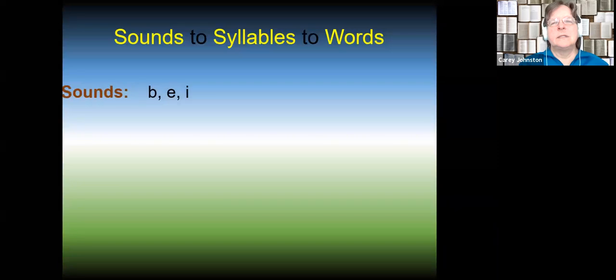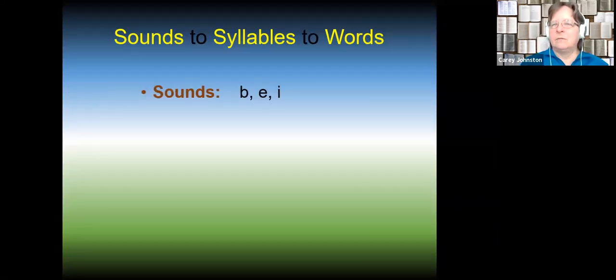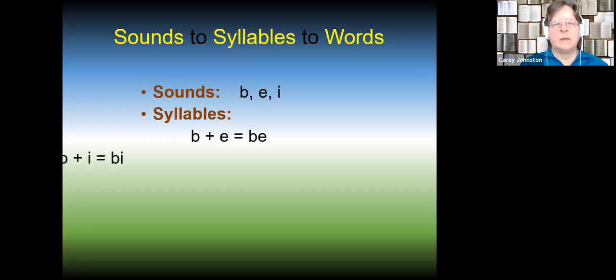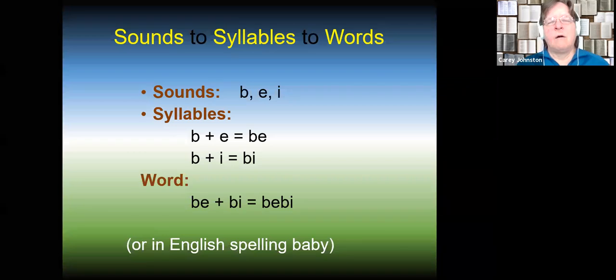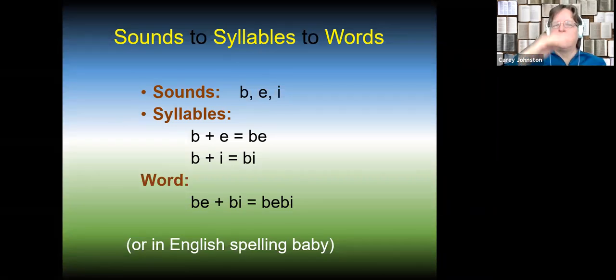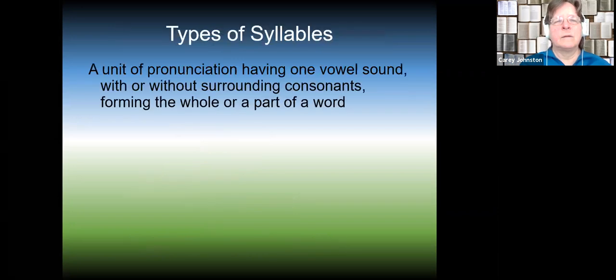So we have sounds to syllables to words. We have our sounds in the language. In this case, we have the sounds B, A, and E. And then we're going to make syllables with those sounds: B plus A, bay; B plus E, bee. So those are two syllables. And then the word we're going to make with those two syllables is baby, in English spelling, baby. And so that's how those blocks build to make a word.